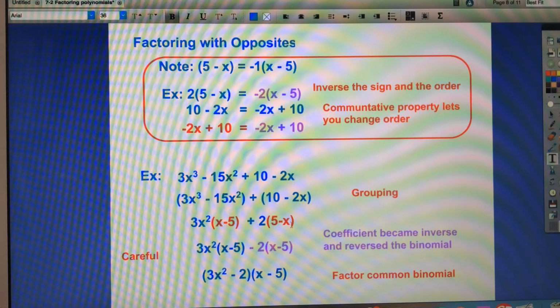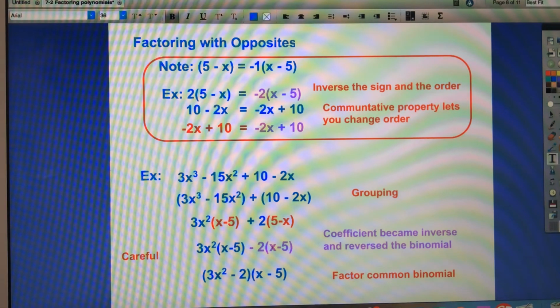You can. The coefficient becomes the inverse, and it reverses the binomial. So I multiplied this entire second half here by the negative 1. This becomes a negative 2. The negative x becomes an x. The 5 becomes a negative 5. Everything is balanced. And now I have x minus 5 and x minus 5 as a common binomial. Careful, careful, careful. This is not easy.